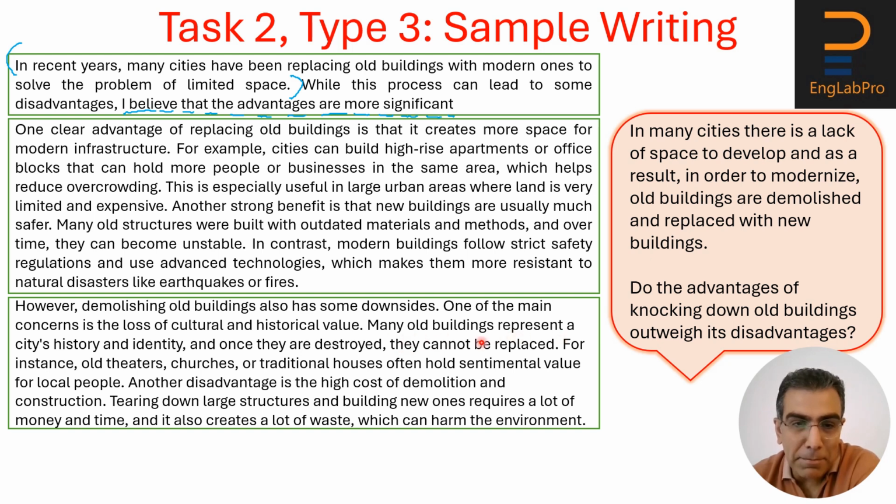Many old buildings represent a city's history and identity, and once they are destroyed, they cannot be replaced. For instance, old theaters, churches, or traditional houses often hold sentimental value for local people.